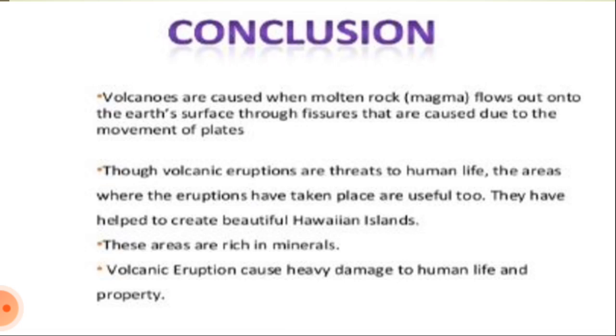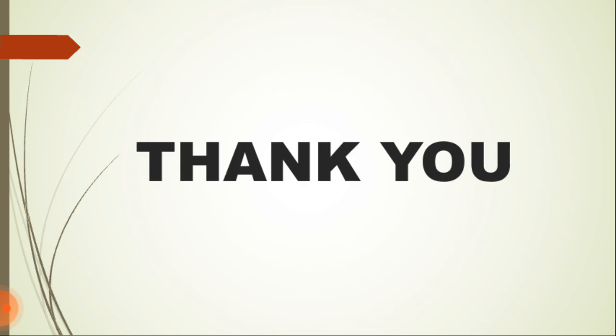Last, conclusion: volcanoes are caused when molten rock, that is magma, flows out onto the earth's crust surface through the fissures that are caused due to the movement of plates. Though volcanic eruptions are threats to human life, the areas where the eruptions have taken place are useful too. They have helped to create beautiful Hawaii land and islands. The areas are rich in minerals. Volcanic eruptions cause heavy damage to human life and property. Thank you.